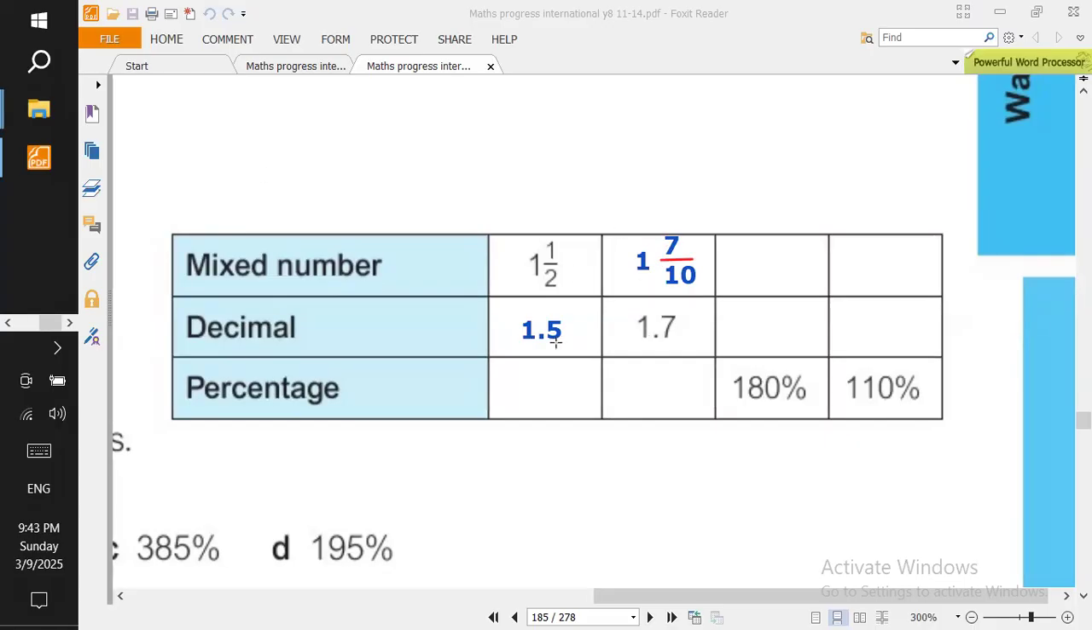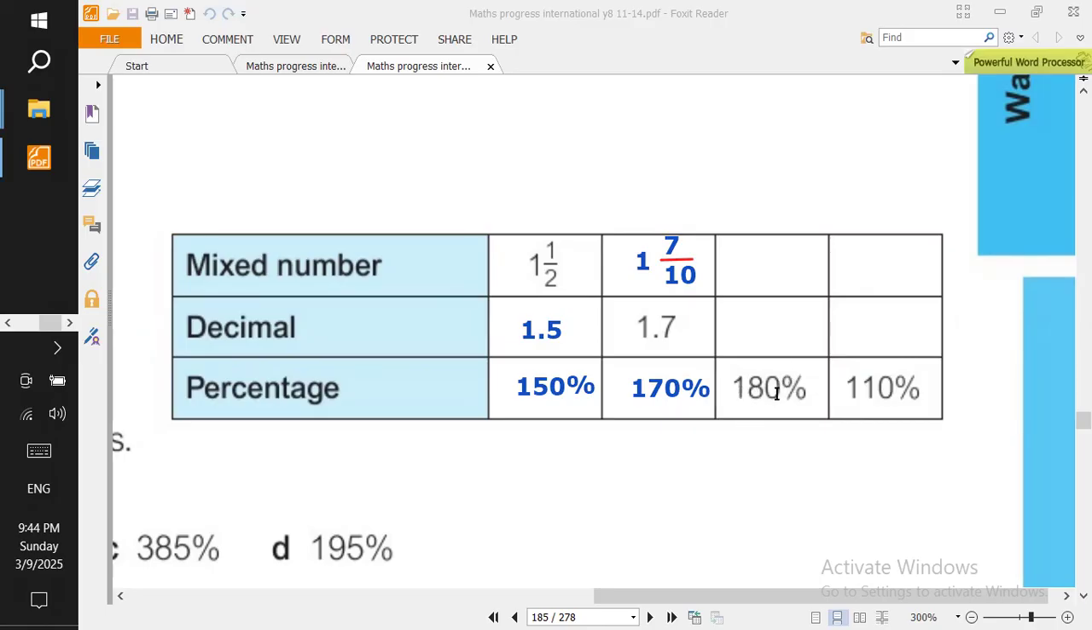Now, to turn this into percentage, you just multiply it by 100. So 1.5 times 100 is going to be 150%. So focus on the steps and follow the same steps that we do, okay? So 1.7, when you multiply by 100, is going to be 170%. Here we have 180%.